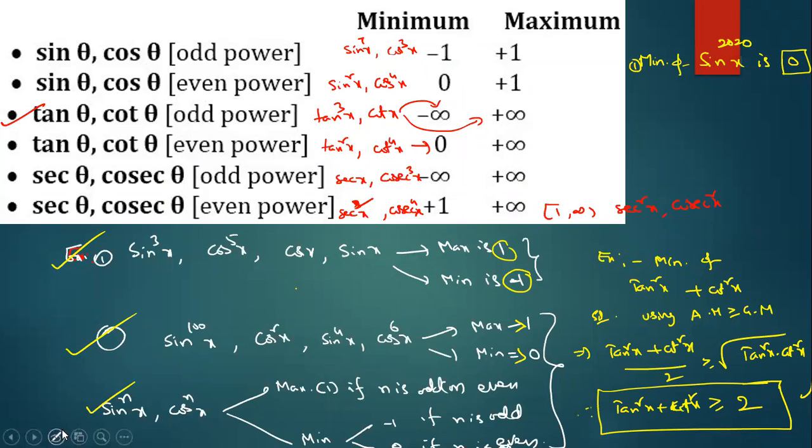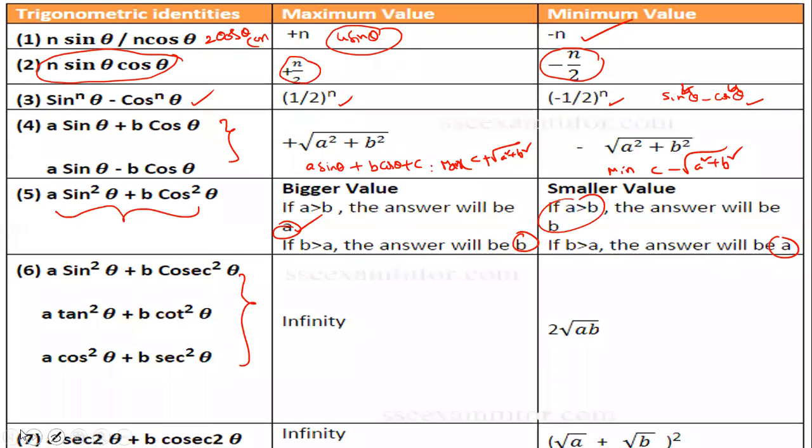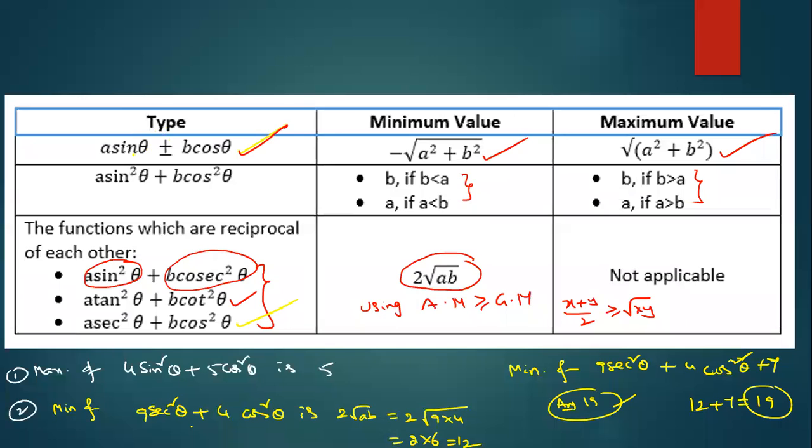Next, see the next slide. Just to discuss it: a sine theta plus b cos theta, or minus, no problem. Anyhow, plus or minus root over a square plus b square, that is the range. So just to discuss 2 sine square theta plus 3 cos square theta. That's the last question. Discuss it. And see the third table, third row. When we are getting 2 times root over AB, both are reciprocal to each other. That's very important.